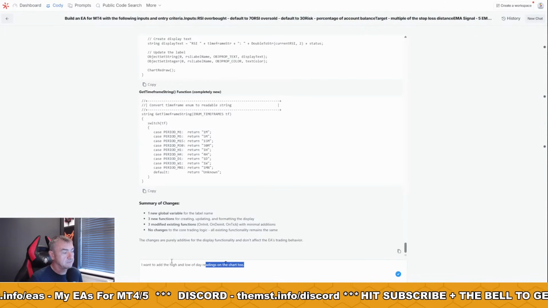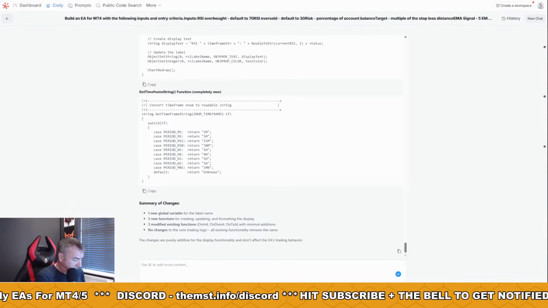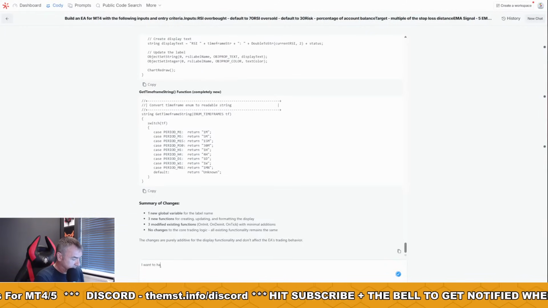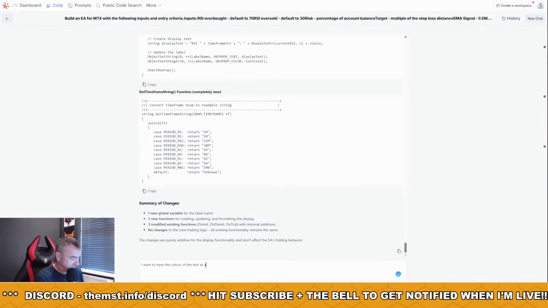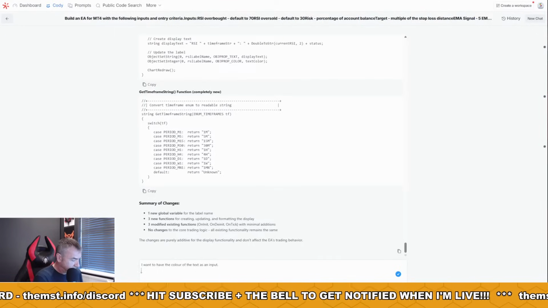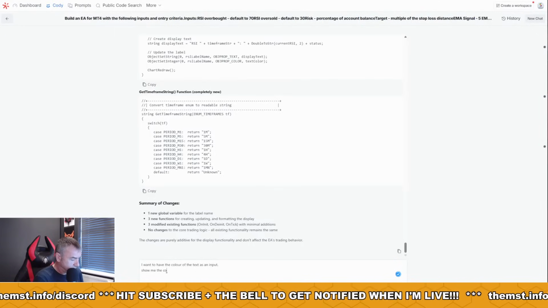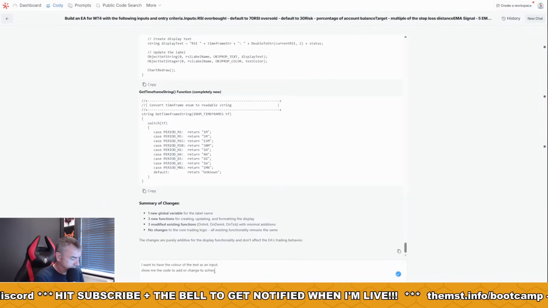I tell you what we're going to do. We're going to do something even simpler than that, right? I want to have the color of the text as an input. Okay, this is the key line here. Yeah, show me the code to add or change to achieve this.